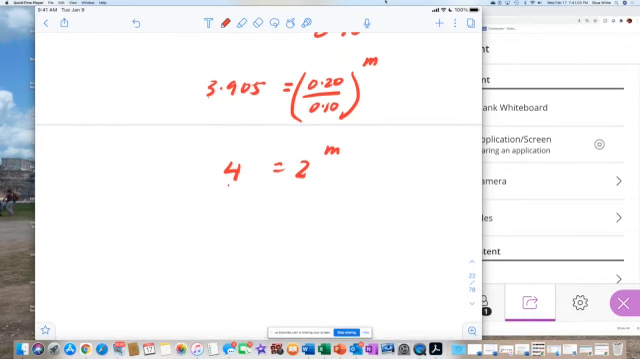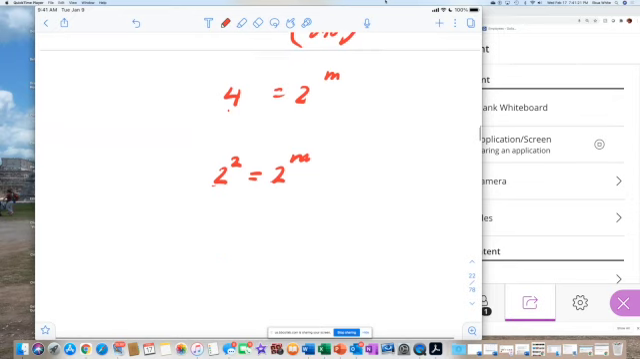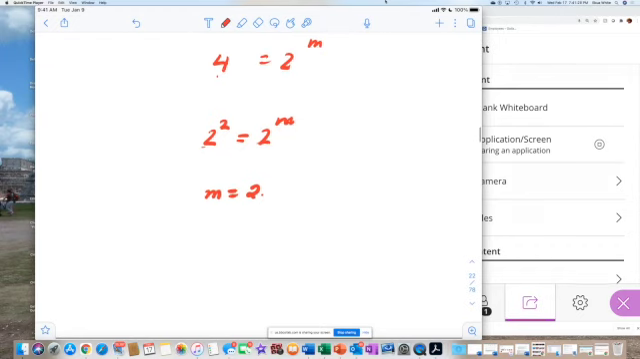Okay, here you want to write 4 as a number with base 2 where the value is the same. So 2 to the power 2 is equal to 4. You rewrite it with base 2, and then 2 to the power m. If the base numbers are the same, the exponents are equal to each other. The base numbers are equal, the exponents are equal, therefore m is equal to 2. Okay, we just solved for m.